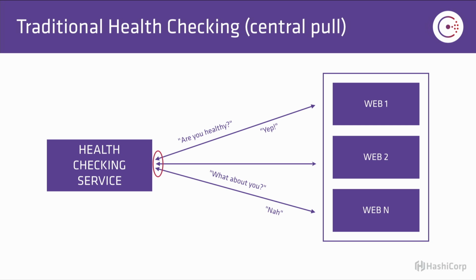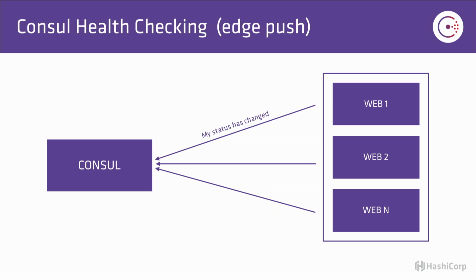And you have a single point of success that becomes a network bottleneck. It becomes a single point of failure. If you have 10,000 nodes, it's doing 10,000 TCP round trips all the time. So it works, but doesn't scale well. What Consul does is the edges just push changes back to the server when things happen.